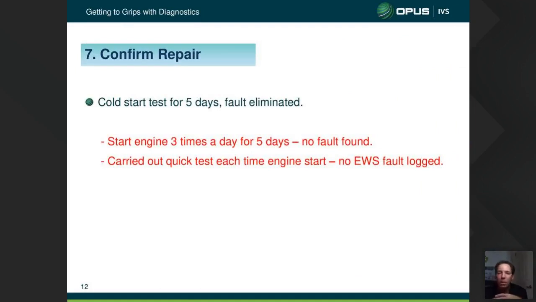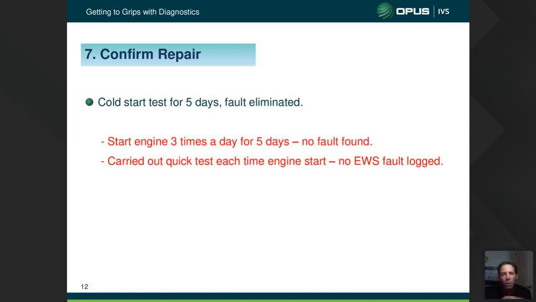Now, this particular thing, there's step number 7, confirm the repair. The customers, or the workshop in this case, kept the vehicle for a further 5 days. They did cold starts every day. The fault didn't come back. And they were starting it 3 times a day. So they carried out a quick test at the end, and again, there was no EWS fault log. So that was pretty conclusive that that is the fault.